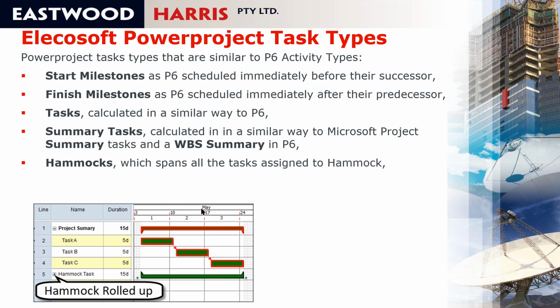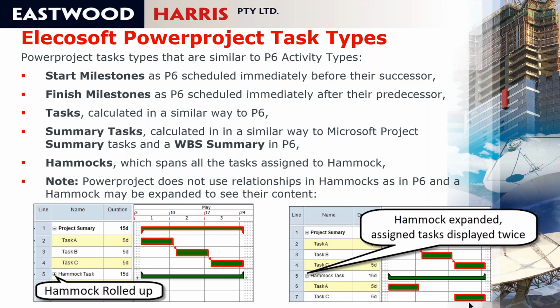Powerproject has hammocks, but rather than, as with level of efforts, having to link them up, in Powerproject you just assign activities to a hammock. So here I have a hammock activity, and 2 activities have been assigned to that hammock. If I want to, I can expand the hammock and see the activities that are part of that hammock. So you can create multiple hammock activities. You can assign an activity to more than one hammock if you want to. A hammock allows you to create an activity that summarizes groups of activities in a similar way to a level of effort, but without adding the complication of the additional relationships.